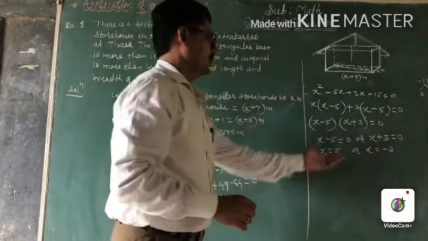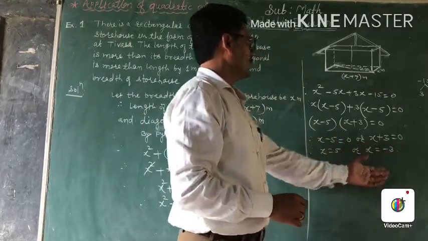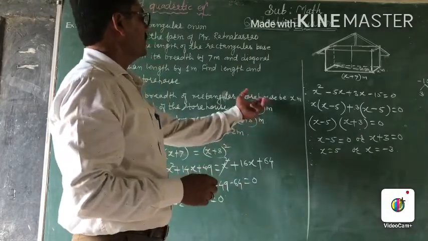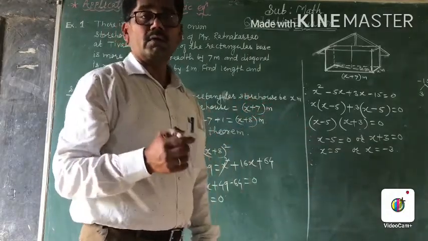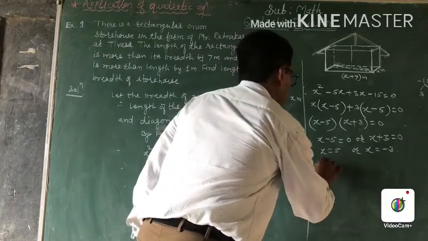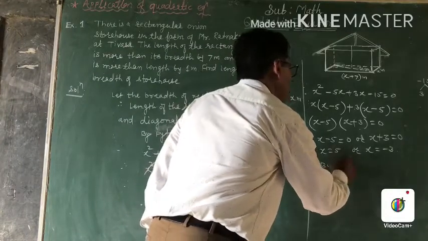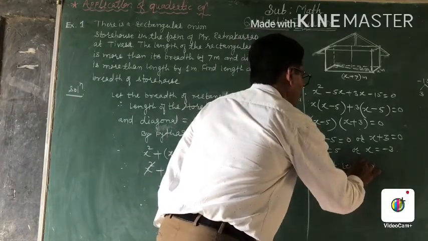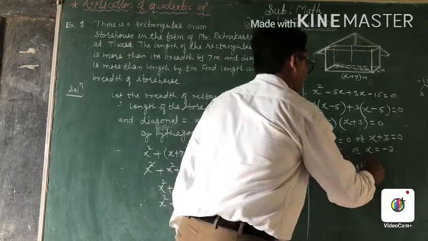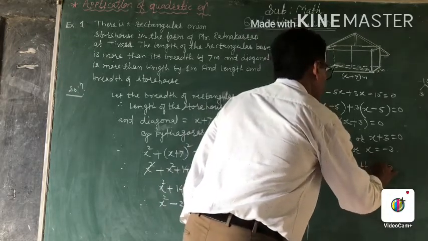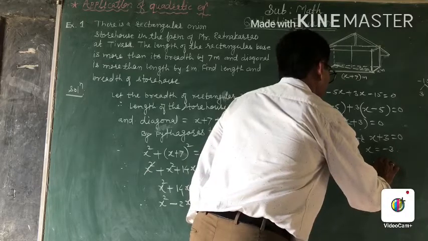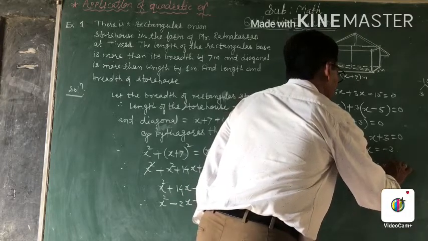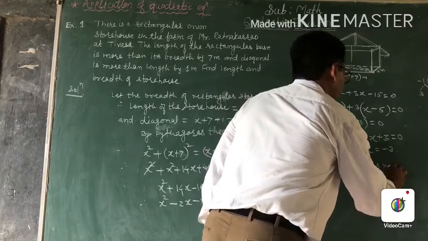Now, x is equal to minus 3 is a value here. So, what about x? x is the breadth, and breadth can never be negative. The length is never negative.